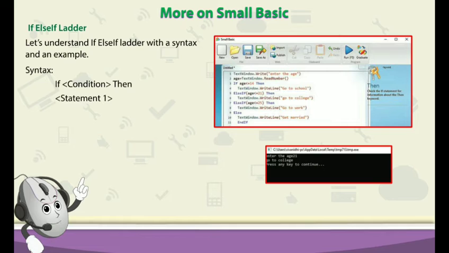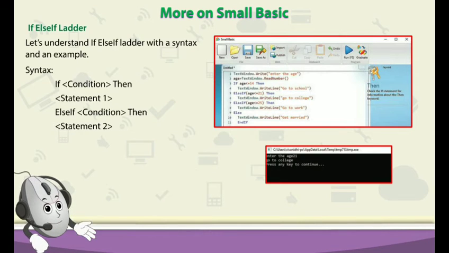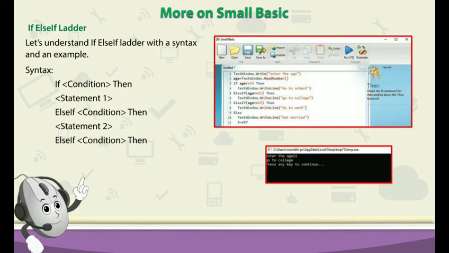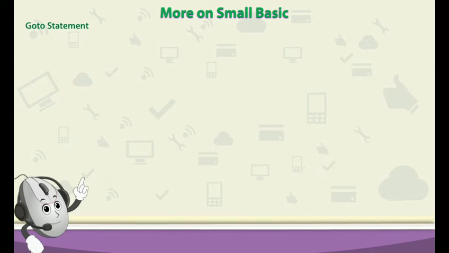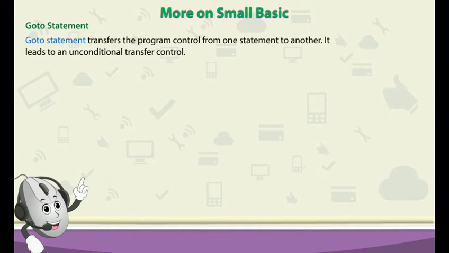So here in the example we have: if age is less than or equal to 14, then go to school. Then the second is else if, where again we are checking a condition. In the example we have else if age is less than 21, go to college. Again else if age is less than 25, go to work, and else get married.